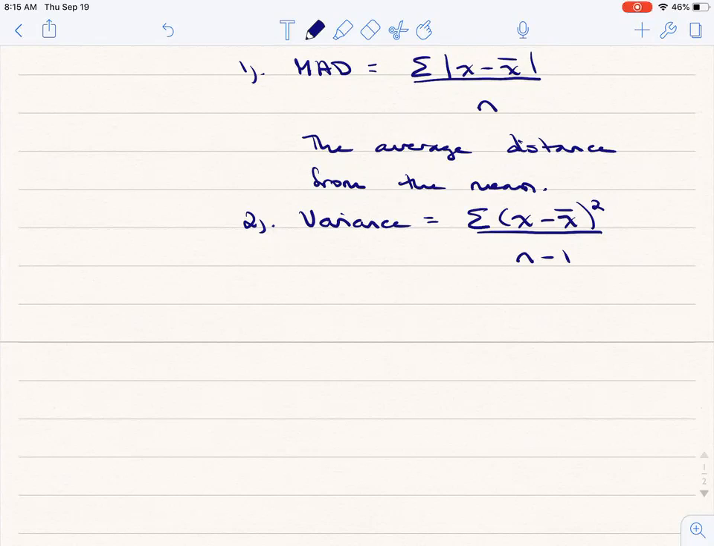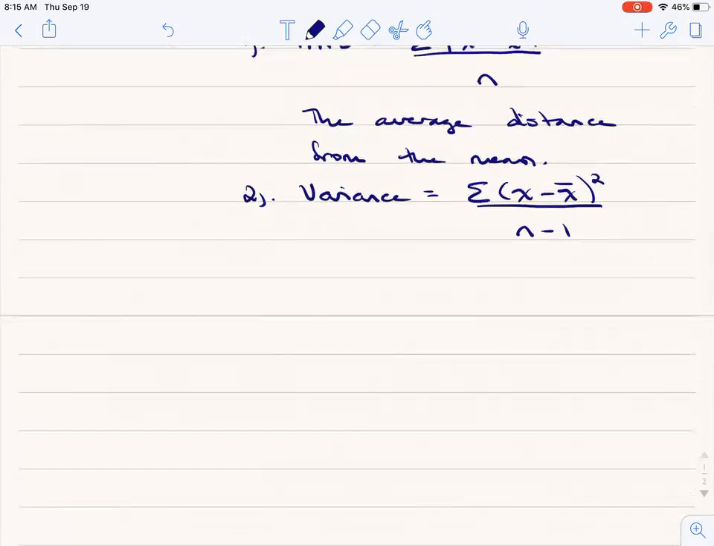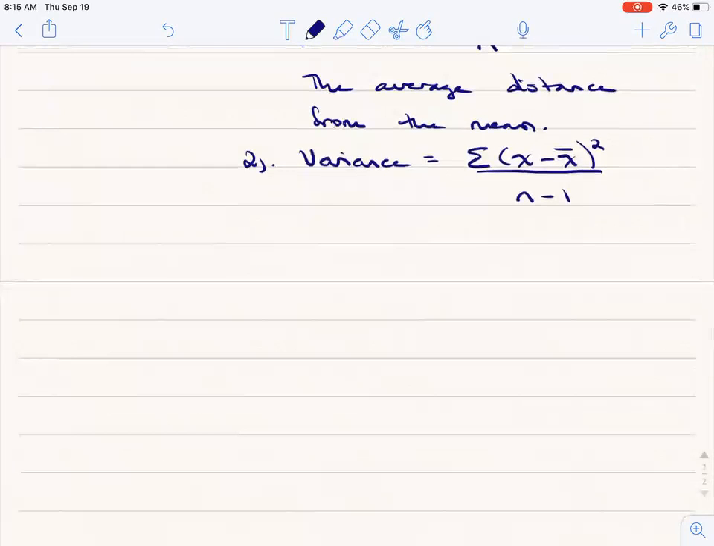Okay. You have to use n minus 1, but I'm just saying it's a little silly. Okay. And then the variance is just the squared deviances from the mean, and then over n minus 1. There's not really a good way to say it, but it is a measure of spread. It's one of the most common measures of spread.